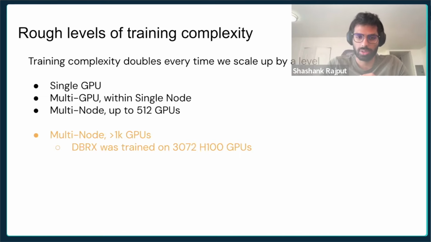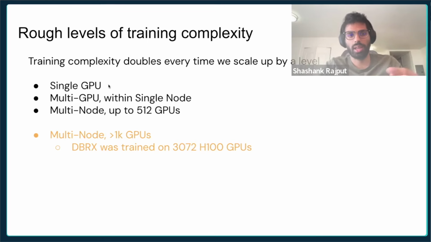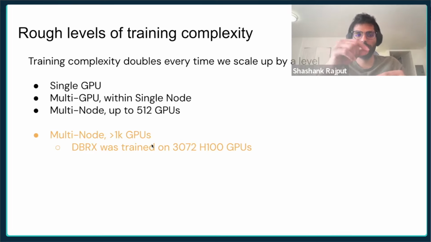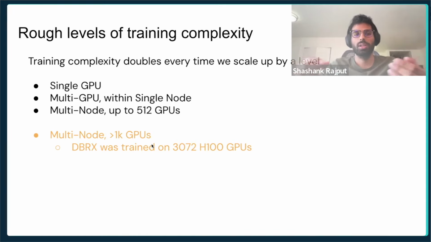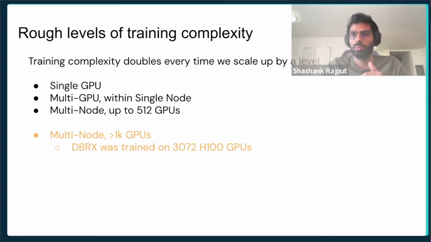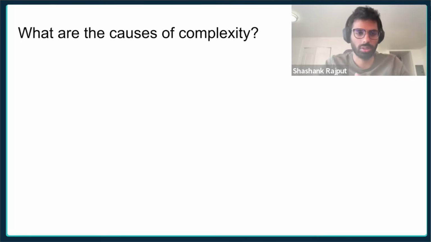DBRX was trained with 3,000 GPUs. And what I mean by doubles is, going from single GPU to multi-GPU to multi-node to more than 1,000 GPUs, at each of these steps, roughly speaking, the complexity doubles. You start seeing more failures. The communication overhead becomes a problem. All these things I will talk about in a bit.